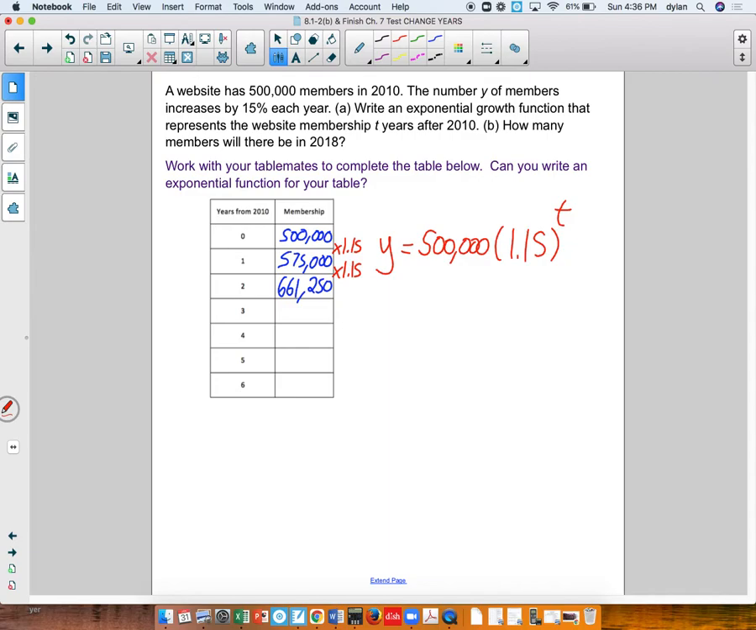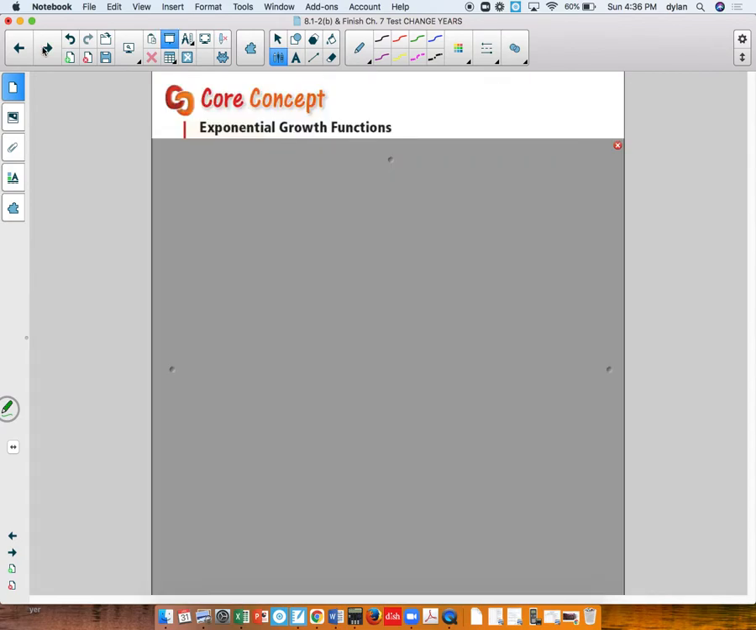I could use this exponential function to predict, say, my membership in 2018 simply by plugging in the number of years since 2010. So I could plug 8 in here and pretty easily predict my membership in 2018. So this is the basis for exponential growth functions. They are just a special type of exponential function.